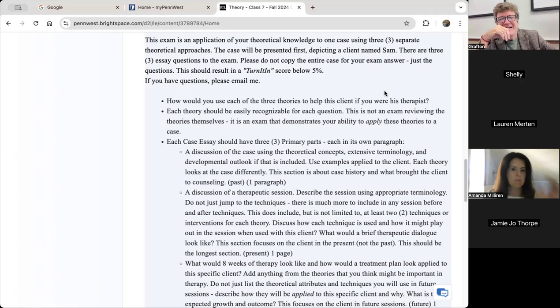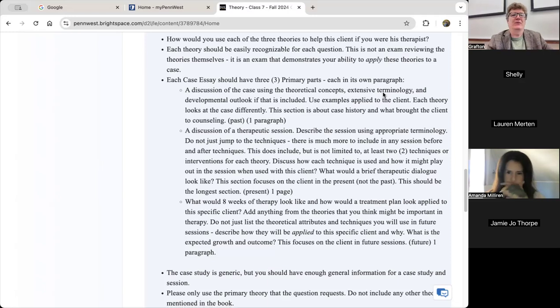How would you use each of these 3 theories to help this client if you were his therapist? If you were Rogers, if you were Fritz Perls, if you were Glasser, how would you help this person? Each theory should be easily recognizable for each question. That means if part 1 of each question is the case history, it can't be the same case history for all 3 questions. You can't write the same case history.